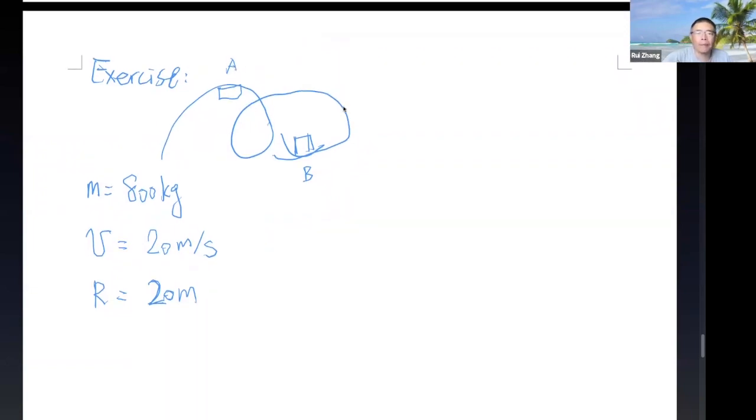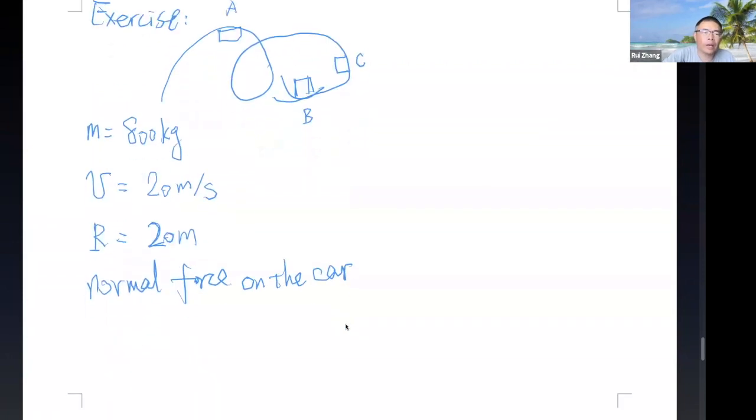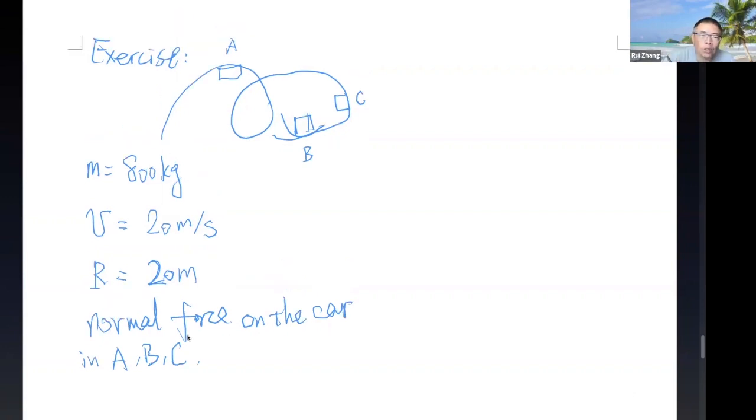My question for you is to calculate the normal force on the car in these three positions, A, B, and C. Now, again, these are Newton's law problems, but remember, we only care about this direction, the direction of the centripetal acceleration.